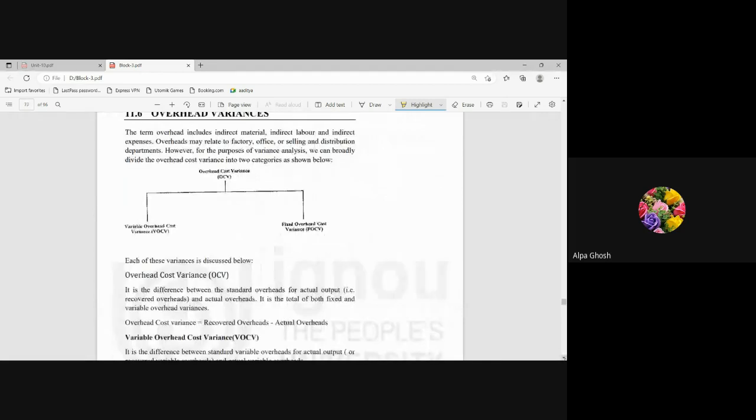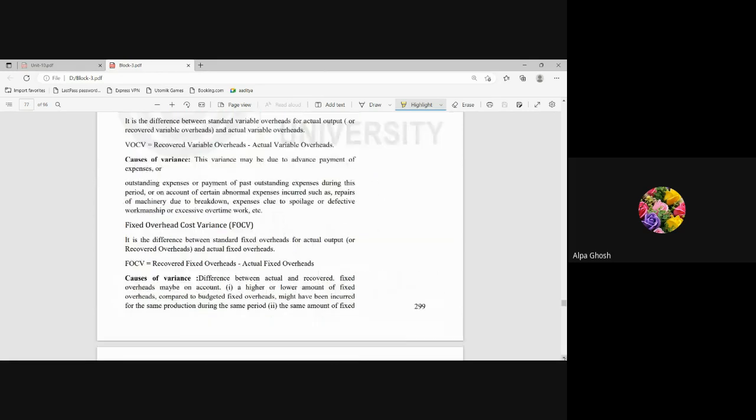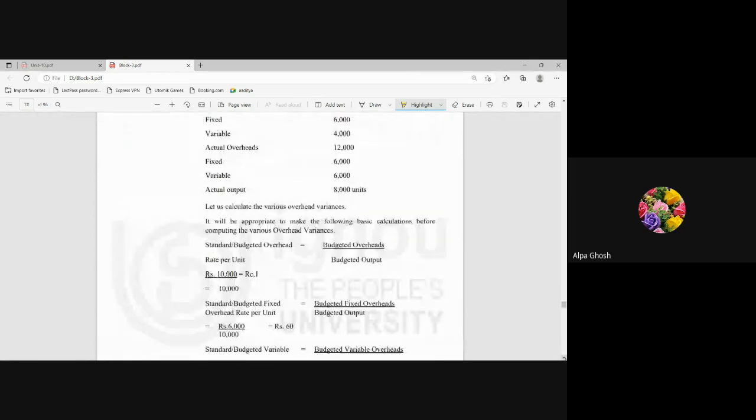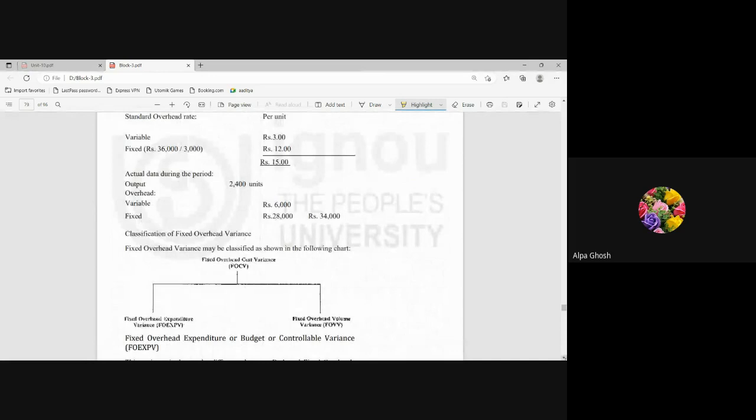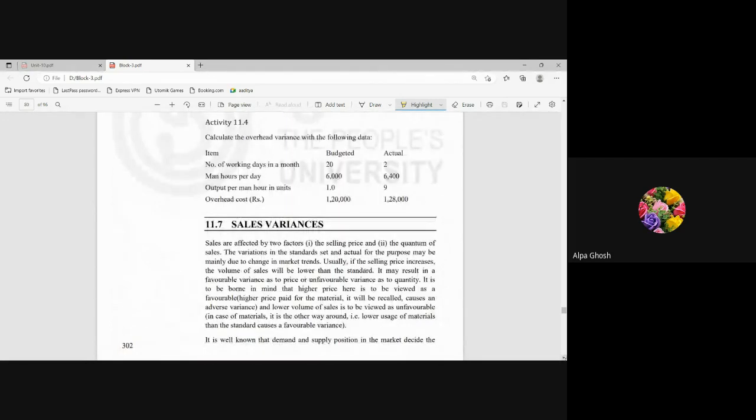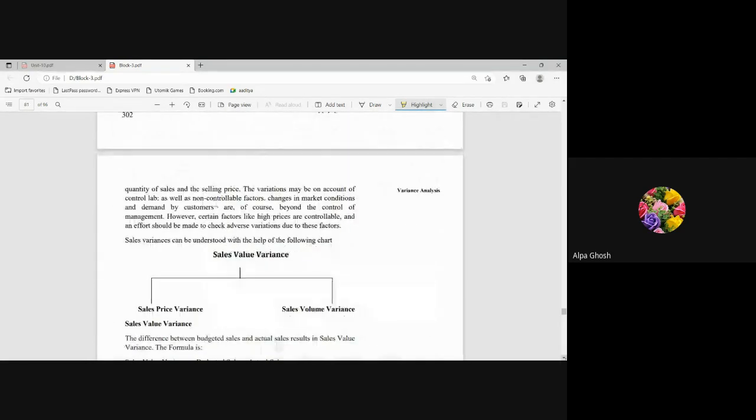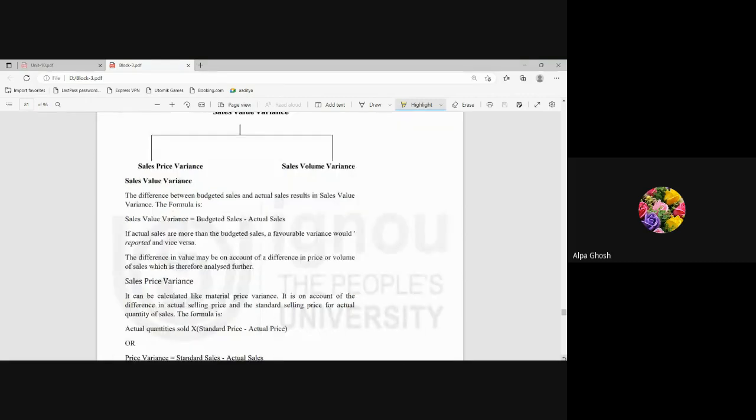So everywhere we need to find the actual and the standard. I just want to come to the key terms. There is a variance in sales also. What you have budgeted, what is your standard? You have budgeted 10,000 units of sale and there is a sales of only 9,000 units. So sales variance is budgeted sales minus actual sales.